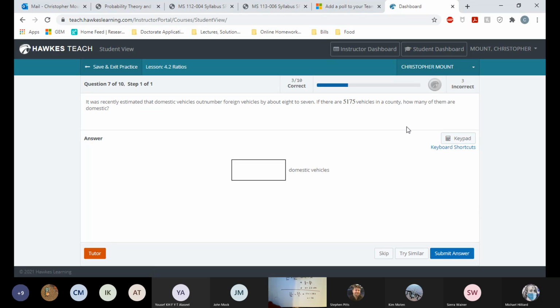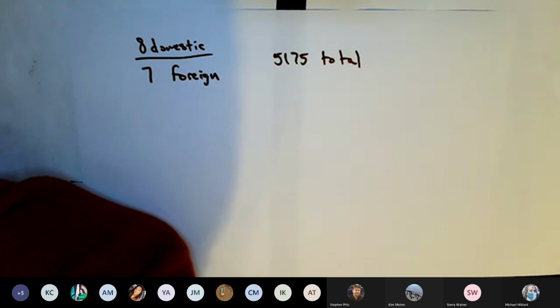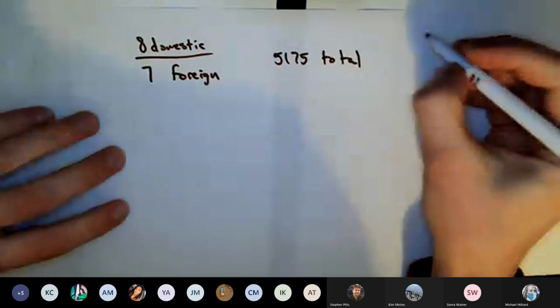Okay, this is a good one too. I think I'll save this one for next time. I'm going to write it down. Domestic vehicles outnumber foreign vehicles by about 8 to 7. So 8 domestic to 7 foreign. Okay, and now they give me a total, 5175 total. That's a total. That's the trick to this problem. How many of them are domestic? Right, so I need to, well, I don't have time to do this one, so I will write it down and we'll do it next time.